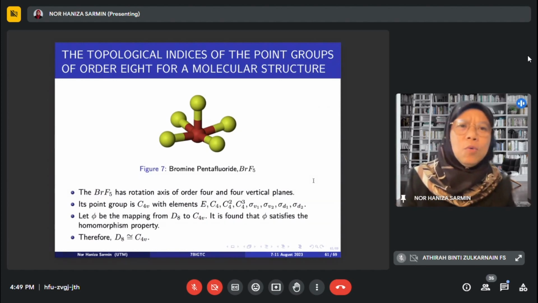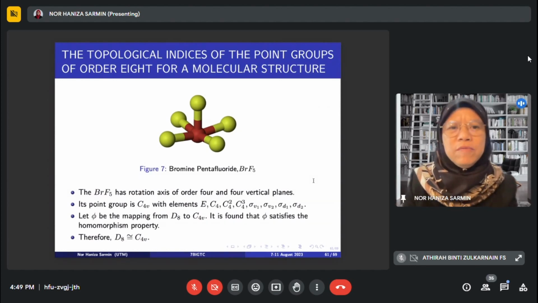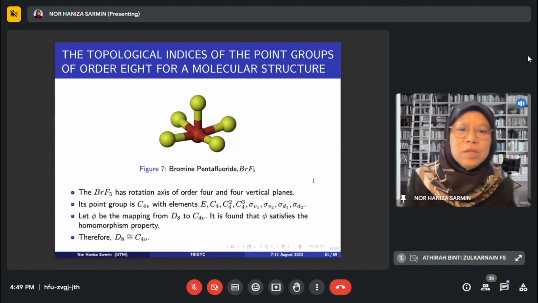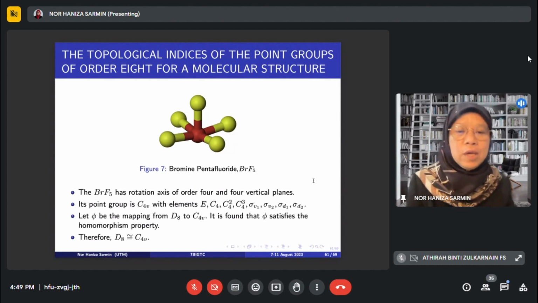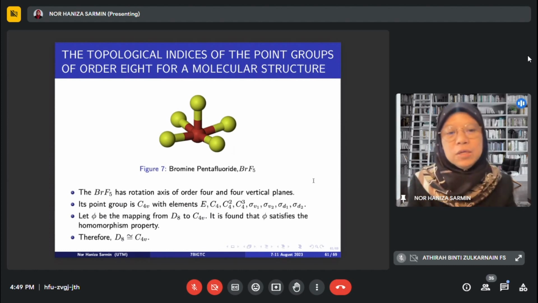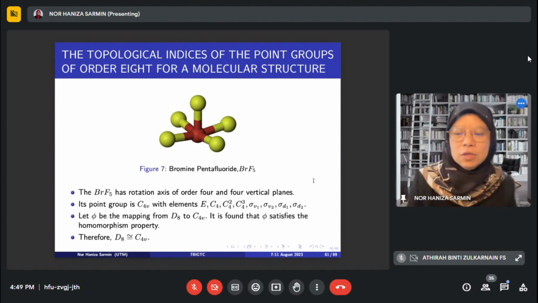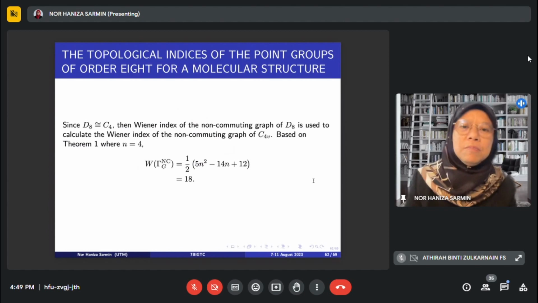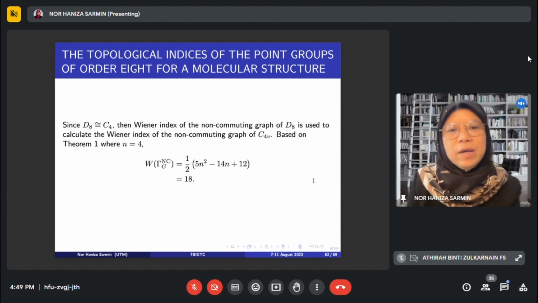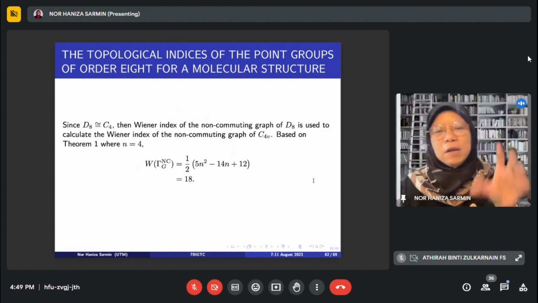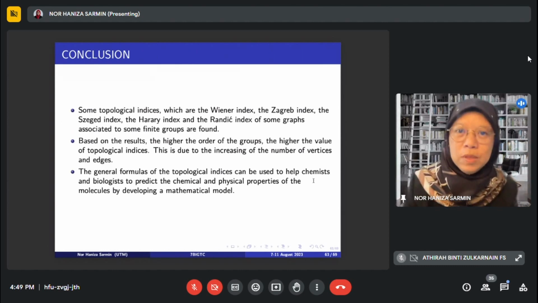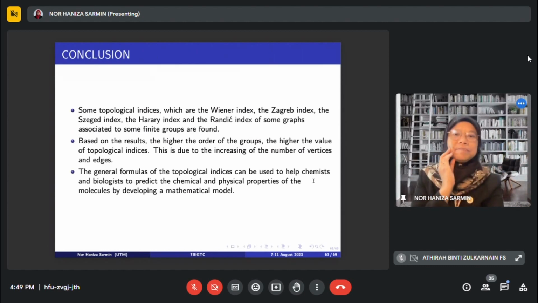We look at how we can apply these indices to the point groups. We look at bromine pentafluoride. It has a rotation axis of order 4 and 4 vertical planes, so we can map this to the group of order 8. They are isomorphic, so we can use the isomorphism property, and we can find the Wiener index for the graph that we match up with the molecular structure.